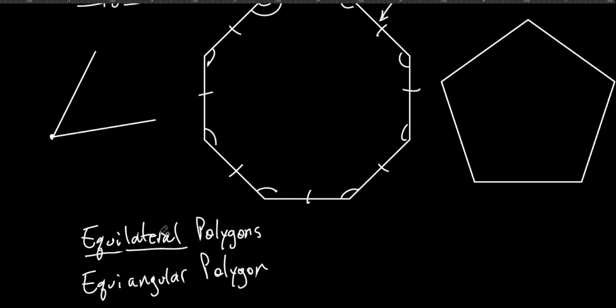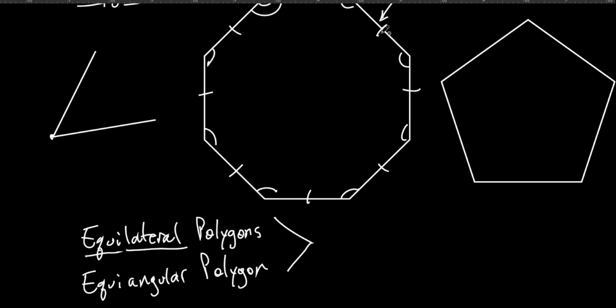Now, you can have an equilateral that is not equiangular, and you can have an equiangular that's not equilateral. I'm not even going to try to draw them, but you can have that. But what if both of these things are true?